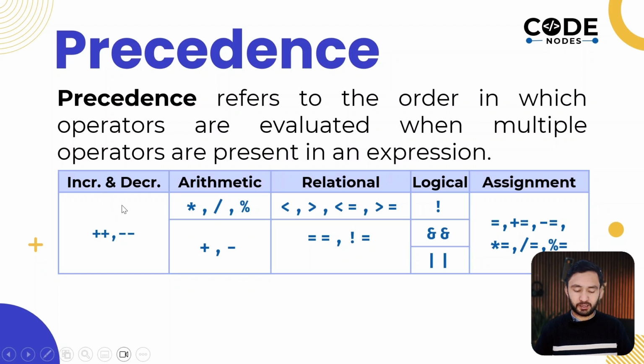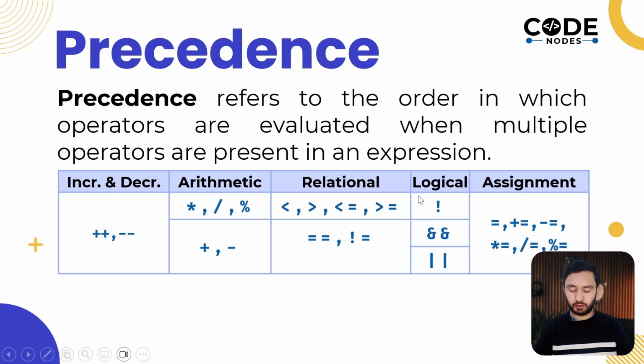The increment and decrement operators have the highest precedence in C++, higher than the arithmetic operators. Among the arithmetic operators, multiplication, division and modulus have higher precedence than plus and minus. Thirdly, the relational operators. Again, less than, greater than, less than or equal to and greater than or equal to have higher precedence than the comparative operators, which are equal to and not equal to.